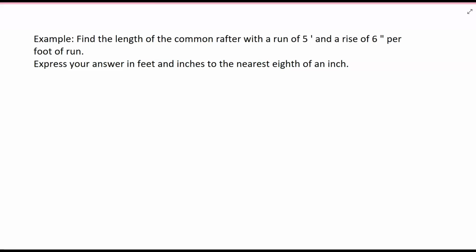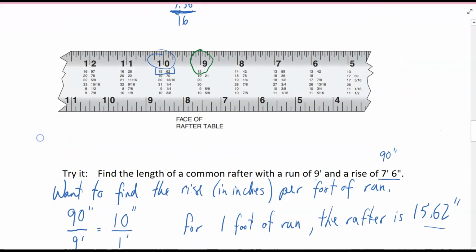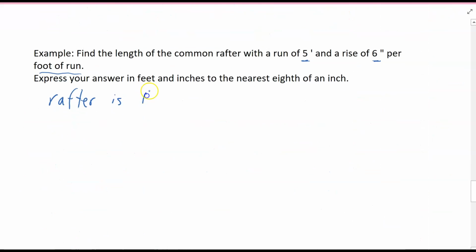We are finding the length of the common rafter for a run of 5 feet and a rise of 6 inches per foot of run. Oh, okay. 6 inches per foot of run. The rafter then is how long per foot of run? We go back to the framing square diagram. We're looking at 6 inches rise per foot of run, so 13.42 right there. And I just covered it, so let me just go below there. 13.42. All right, so the rafter is 13.42 inches per foot of run.